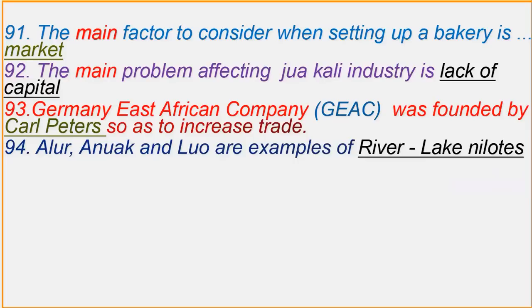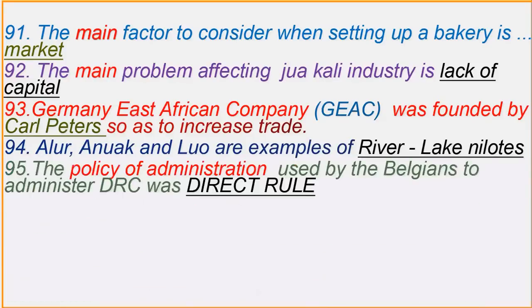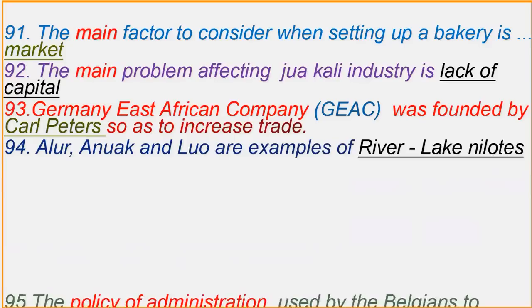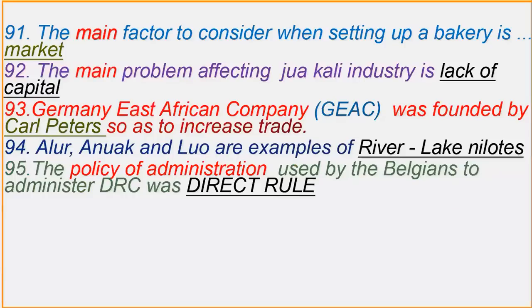Number 95. The policy of administration used by the Belgians to administer their colony in DRC Congo was direct rule, though later they adopted paternalism, which was very brutal to the Africans.